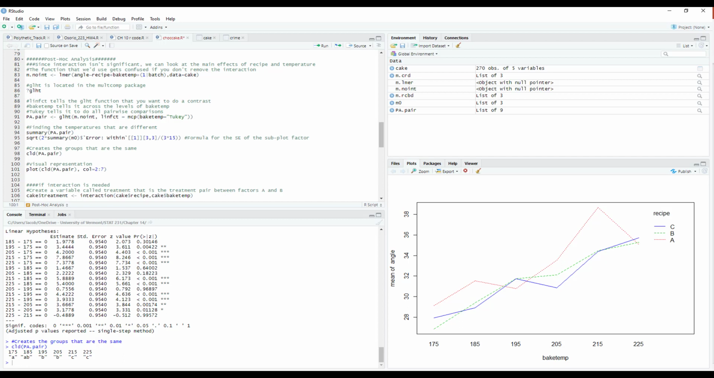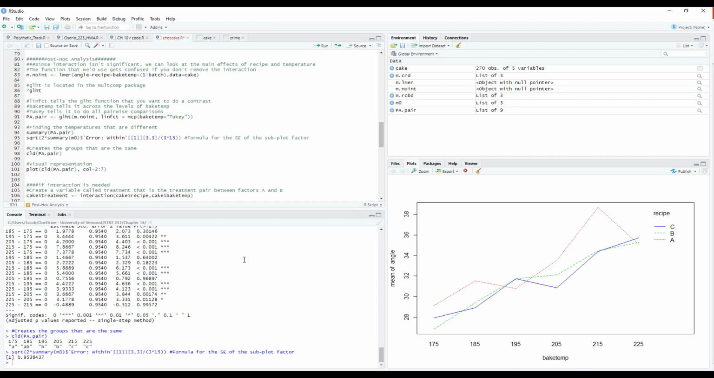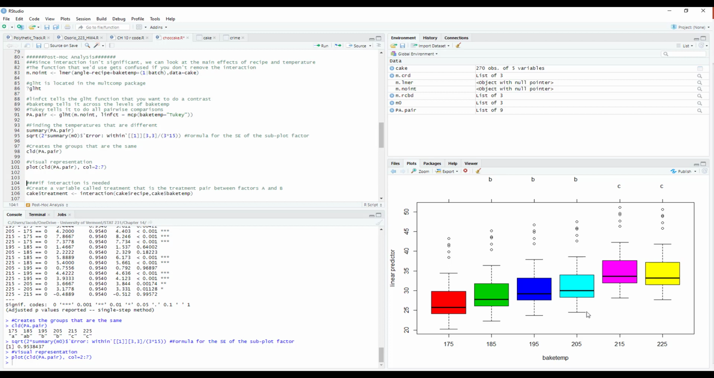If you look at the slides, it gives us a formula for the standard error when we're comparing these subplot levels with one another. So the average temperature for 185 versus the average temperature of 215. And then if you want a visual representation, if you plot this up here, it'll create your side-by-side box plots in addition to putting in the groups. So it's saying that these two are in group C, these three are in group A, and this one is off in its own group. These three in group B, and this one's off in its own group.